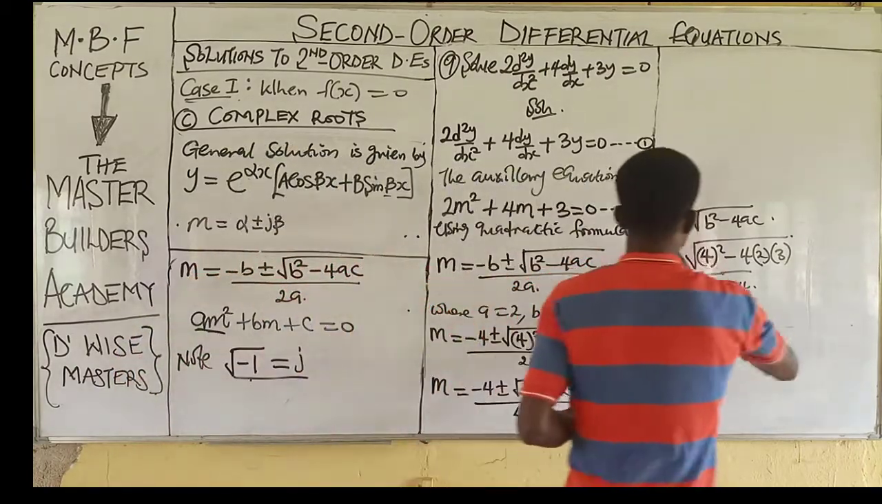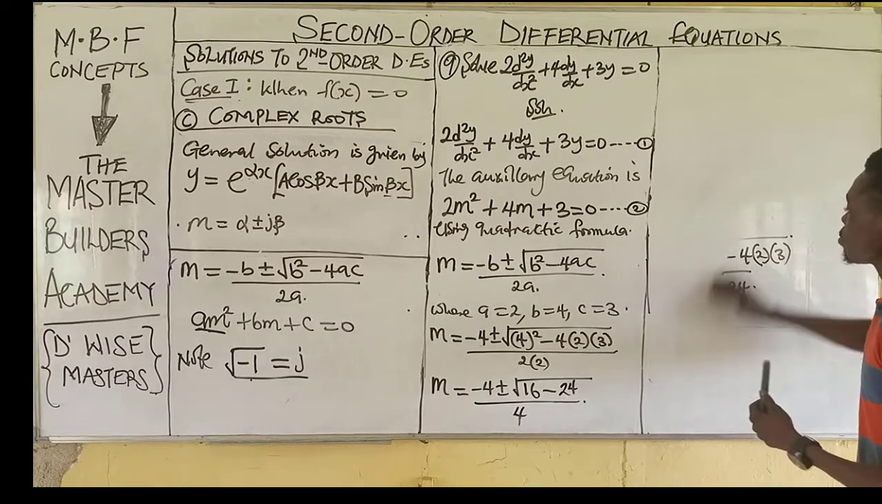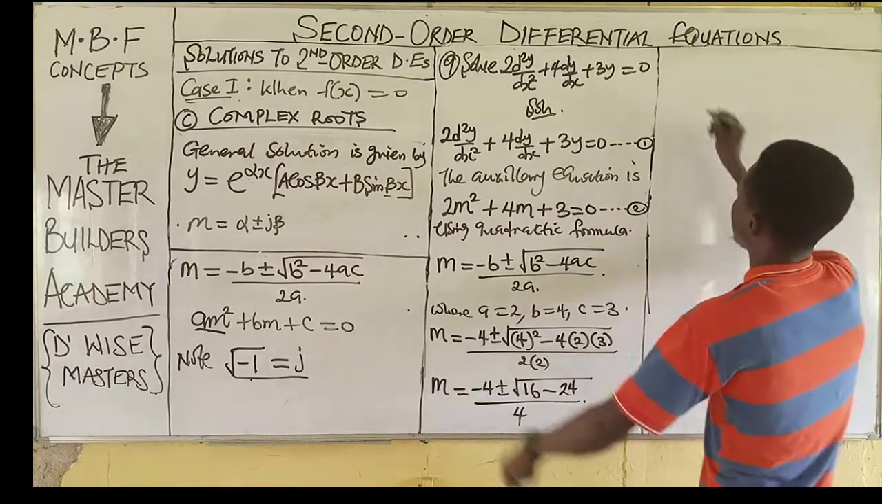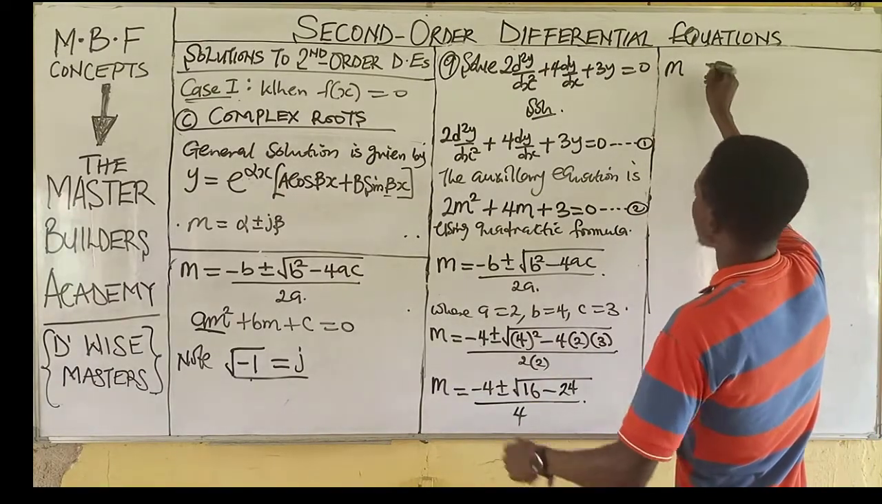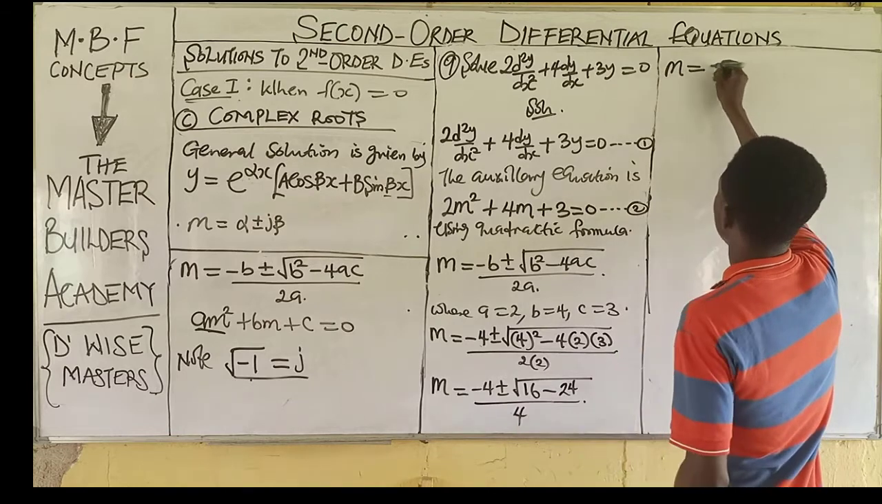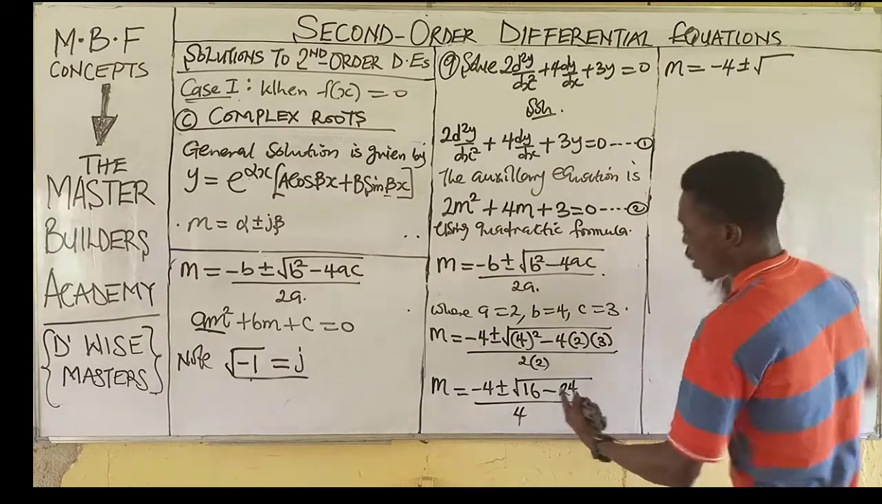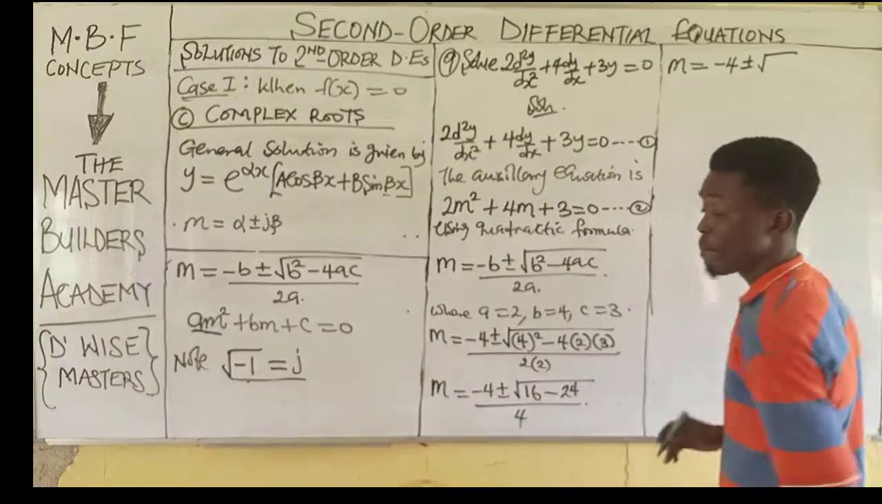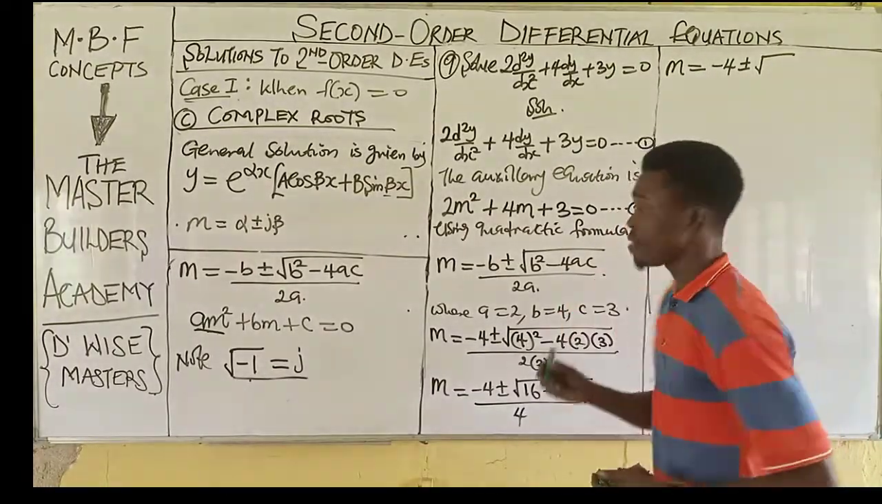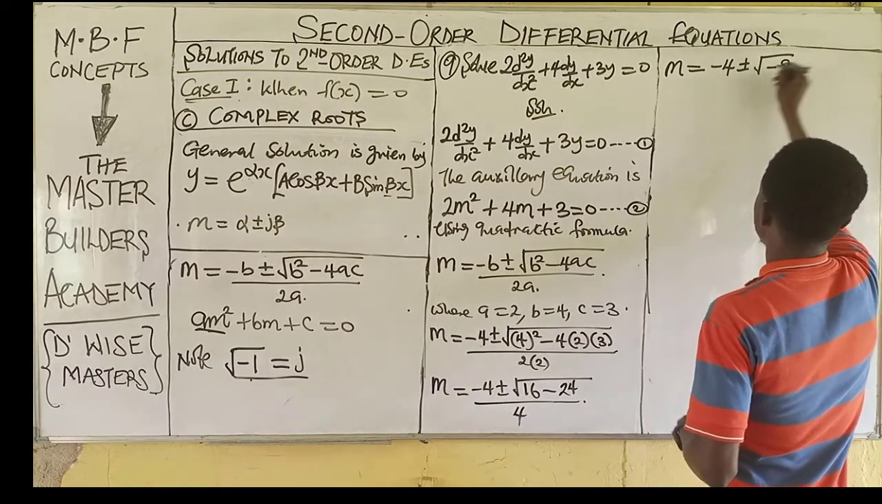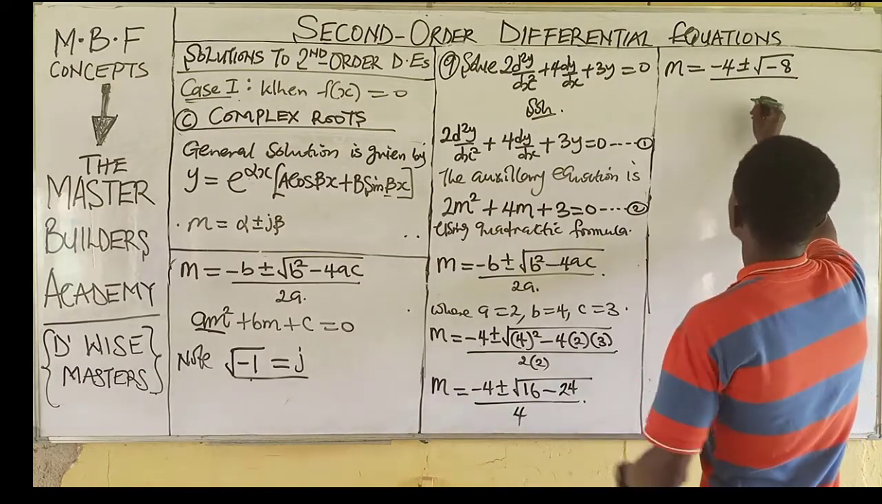Then we move on to this next page of the board. At this point we have m is equal to minus 4 plus or minus. When we remove 24 from 16, we have negative 8. So we have negative 8 inside the square root, all over 4.